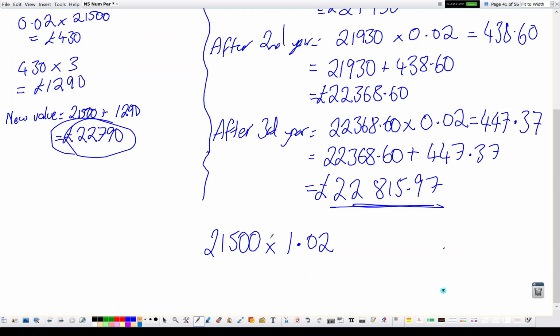So to find it after 1 year, we just times it by 1.02. Then to get the answer after the second year, we just times it by 1.02 again. Then after the third year, we just times that answer by 1.02. Can you see that we're just doing the same thing every time? We're just multiplying the starting value by the same thing, as many times as we're asked for in terms of how many years.